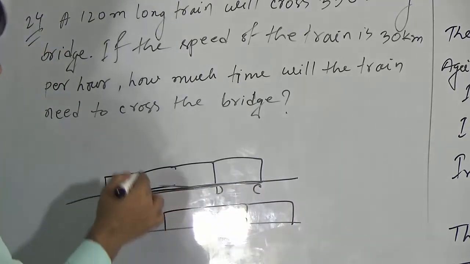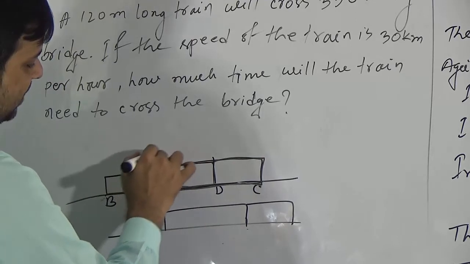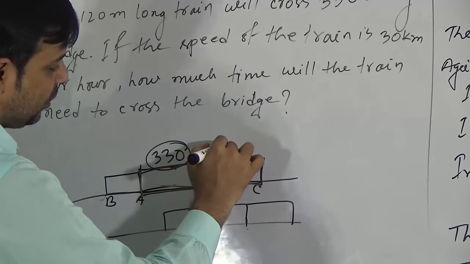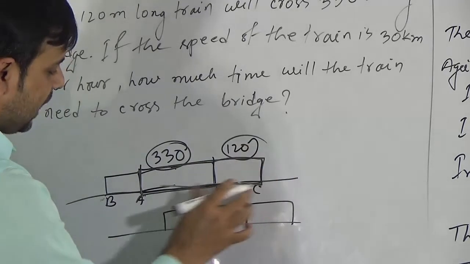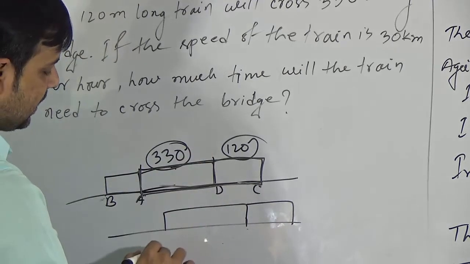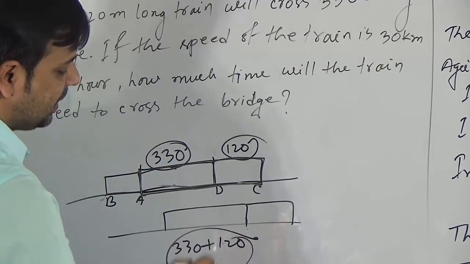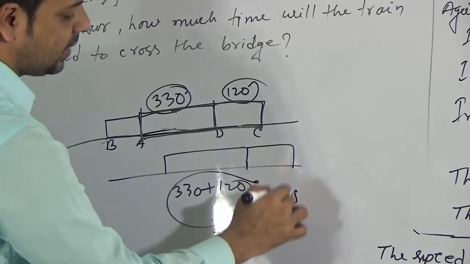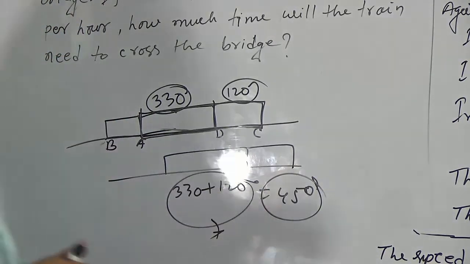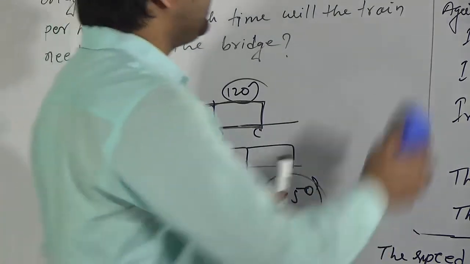This total distance means here the length of the bridge, 330 meter, and the length of the train is 120 meter. Total, this distance the train has to pass. It means that the total distance is 330 plus 120. The sum of this distance will be the total distance, 450 meter. This the train has to pass to cross the bridge. Okay dear students, so now we can solve question 24 depending on this logic.